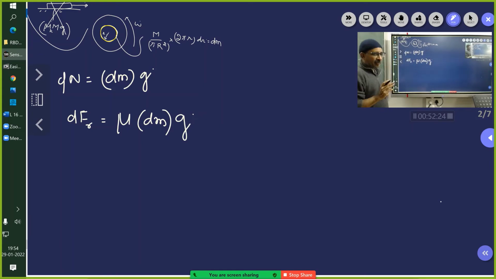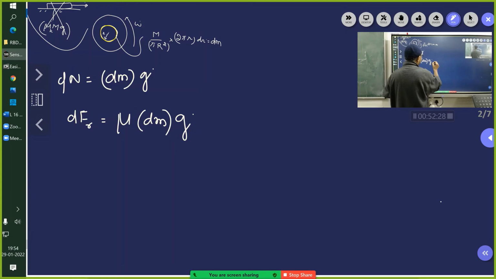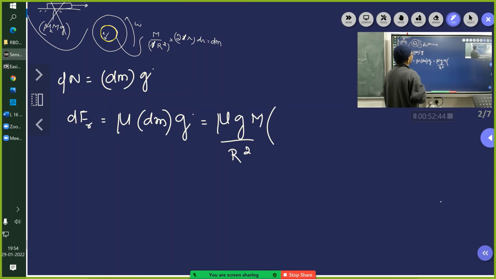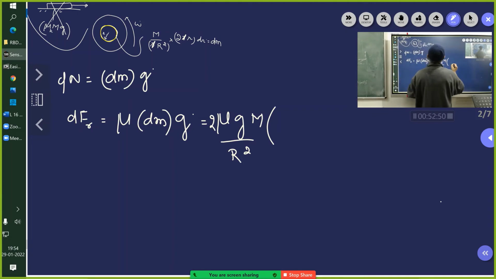But the important thing is this dm here. If you say mu mg dm, what did we get there? Here pi will go, small r dr will be there, so m by r square will come out, and 2 also will come out. 2 mg m by r square will come out, and what will you be left inside? r dr.